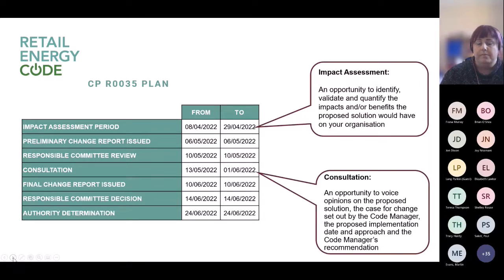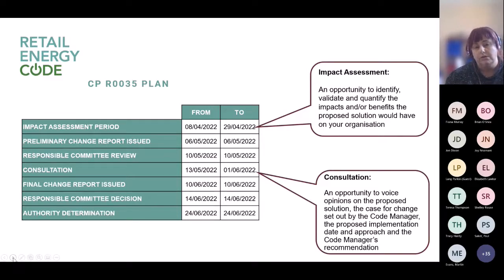So from a change proposal perspective then, the plan that's on the screen is the timeline for the change proposal R35. We are currently within the impact assessment period, which, as we mentioned earlier, closes on the 29th of April, end of the day. What we are looking for is responses to the impact assessment, which is really looking to validate and to quantify impacts that the proposed solution has.